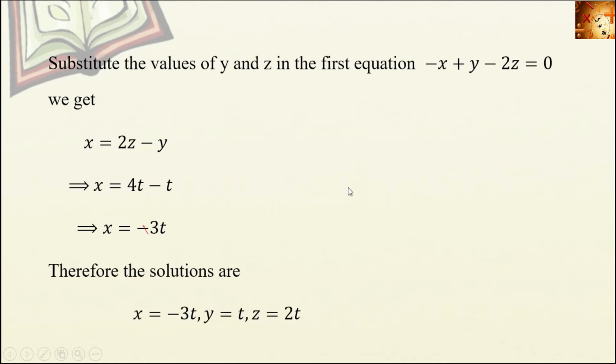So the solutions are x equal to 3t, y equal to t, and z equal to 2t. For different values of t, the solutions will vary. So these are the solutions for the second problem.